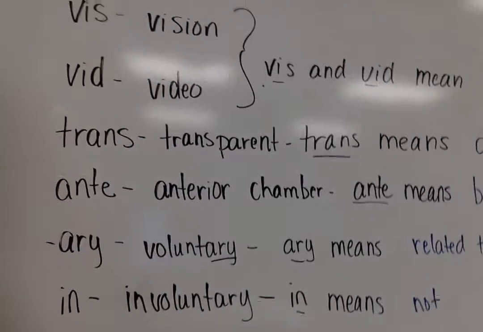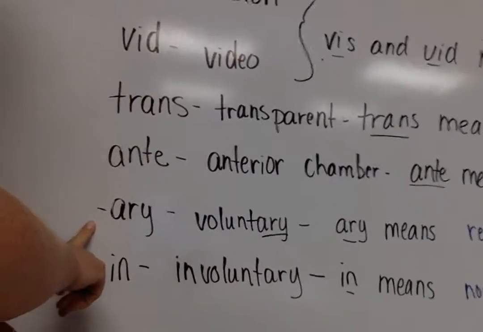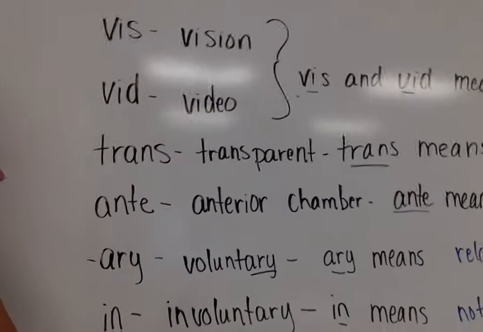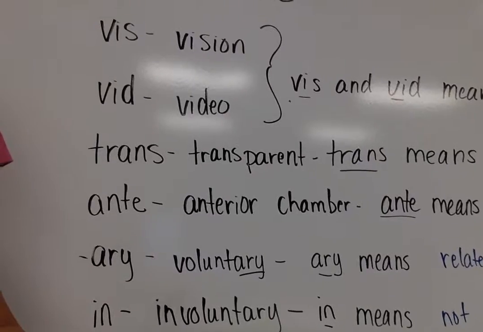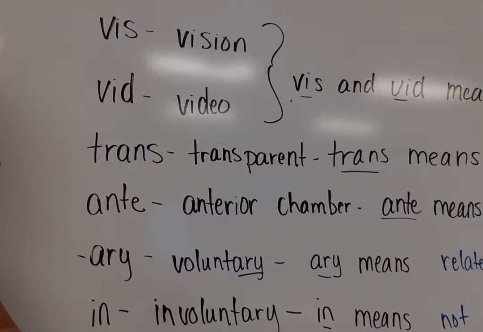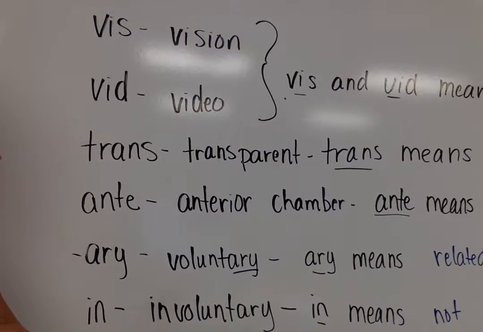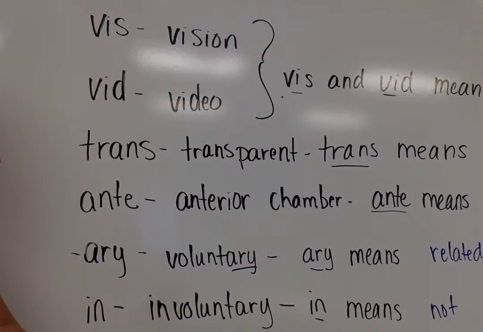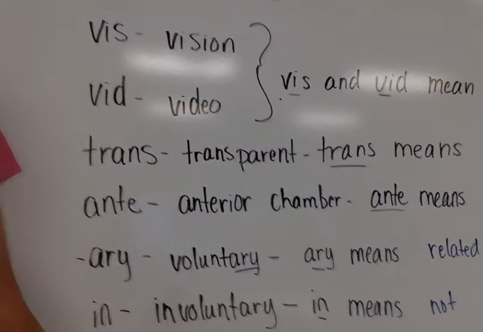How about ary? Do you notice that in front of it here, we actually have the dash before it because it's a suffix, it's an ending. And so ary, as in the word voluntary, means related to or connected with. So when I look at voluntary, I think about the word voluntary.